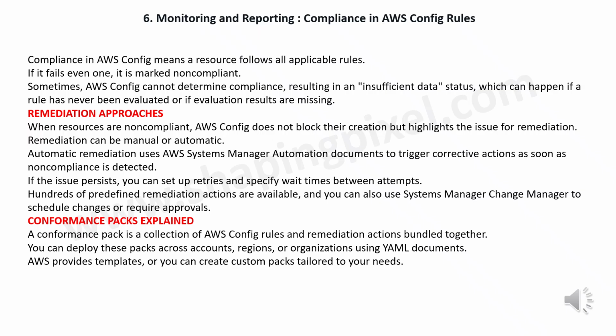A conformance pack is a collection of AWS Config rules and remediation actions bundled together. You can deploy these packs across accounts, regions, or organizations using YAML documents. AWS provides templates, or you can create custom packs tailored to your needs. Conformance packs offer a flexible compliance framework, but are not designed to guarantee adherence to specific governance standards. They serve as a strong starting point for implementing best practices.